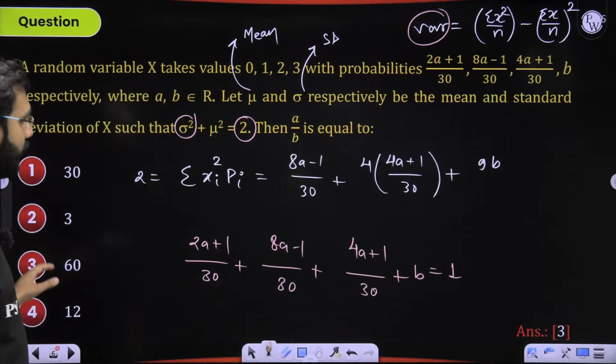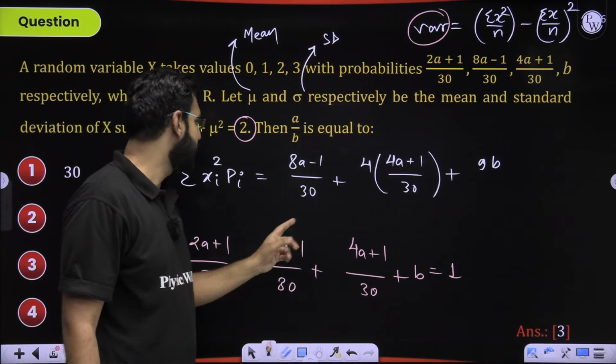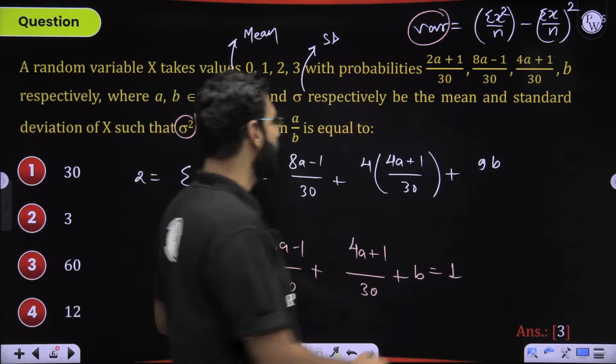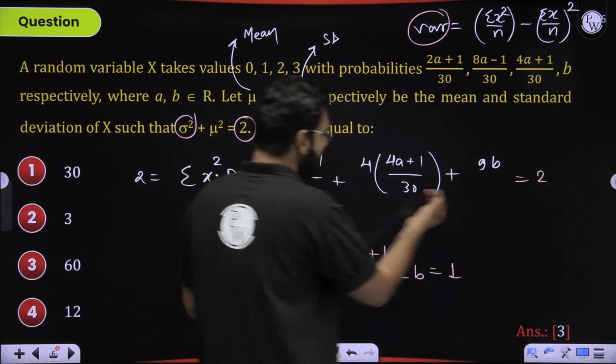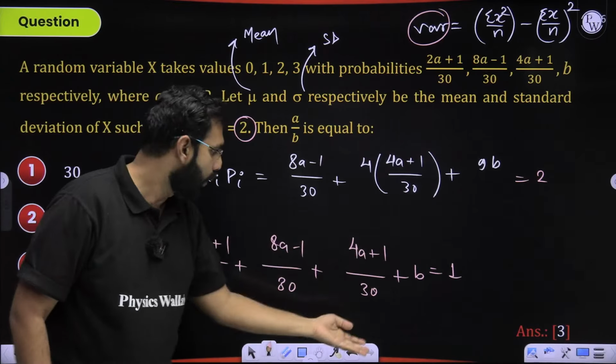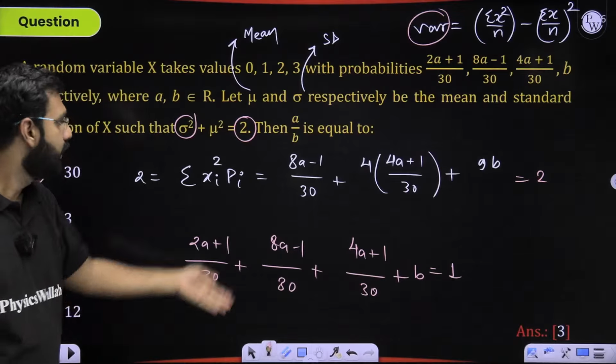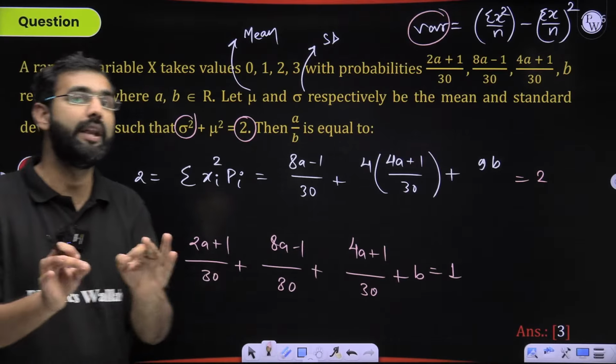Now from here, when I move ahead, I hope you are seeing that this value here is going to be 2. So one equation in a and b you can form from here. One equation in a and b you can form from here. 2 equations, 2 variables. Will you be able to do it?